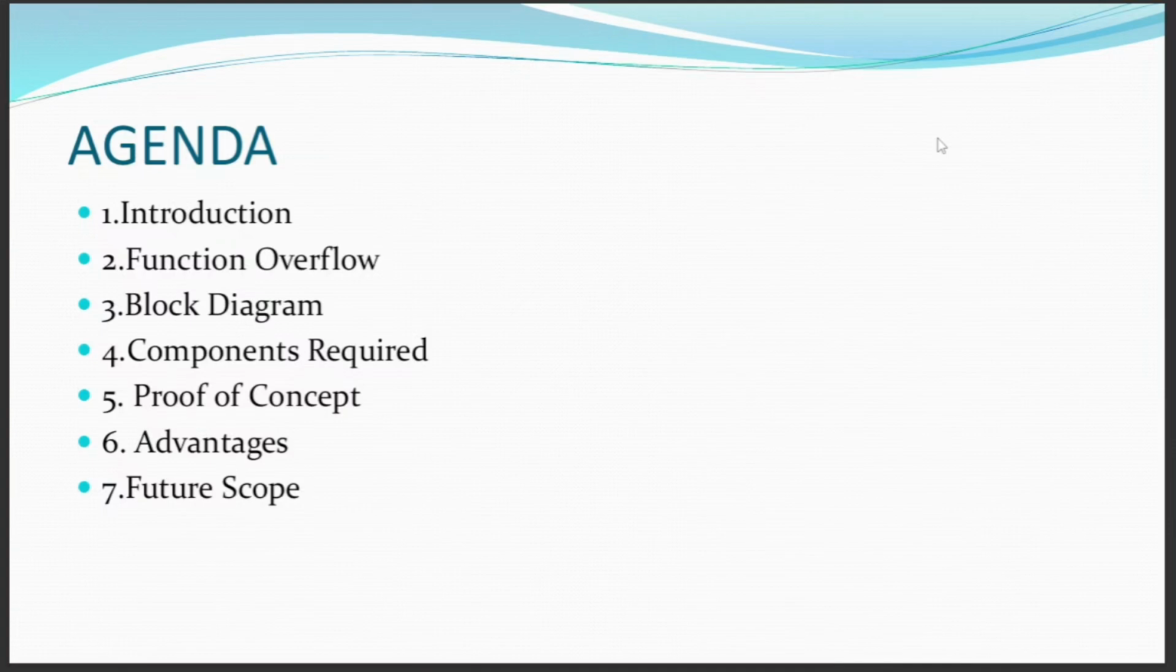Coming to the agenda, today I will first give you a brief introduction to home automation and IoT. Next, I will explain the functions overview of the system so you understand how data flows from the sensors to action. Then I will show the block diagram that maps the hardware connections. After that, I will describe each component used in this project and explain their roles. I will briefly explain the concept, then the main advantages of the system, and finally discuss the possible features to improve and scope.